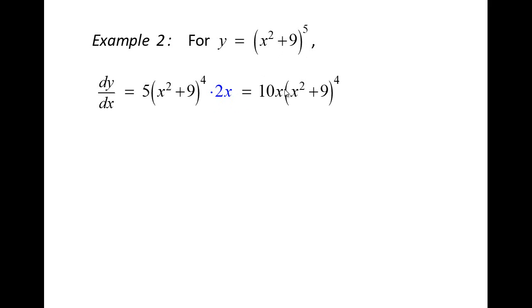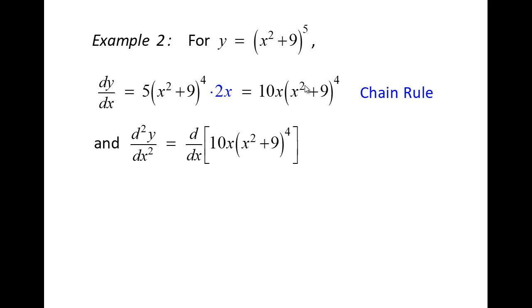Okay, so we get 10x(x² + 9)⁴. Now we need to find the second derivative. Before we apply it, we need to realize that this function, the first derivative function, has two factors, each a function of x. I'm going to think of 10x as the first factor, and (x² + 9)⁴ as the second factor. And we're going to have to apply the product rule.